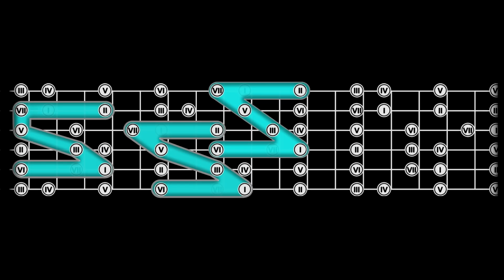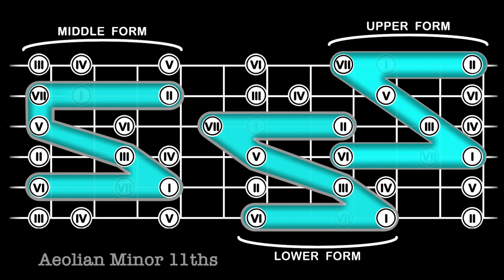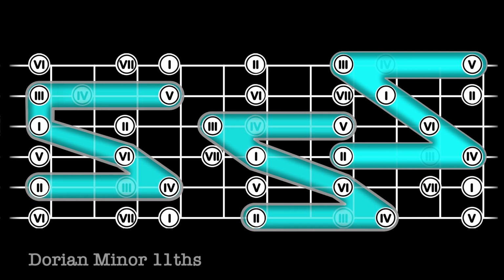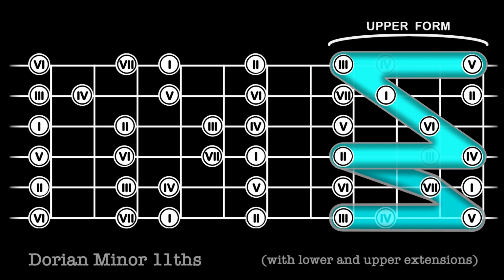We're looking at 3 basic arpeggio forms here: the lower form, the middle form, and the upper form, all with the same interval structure, whether they are the Aeolian minor 11th rooted in 6 or the Dorian minor 11th rooted in 2. Since each of these minor 11th forms cover only 4 strings, we can extend the forms beyond those 4 strings and cover 6 strings. In the case of the upper form, we can extend down from the 2 to the 7 to the 5 and to the 3, giving us a big arpeggio rooted in the 3.